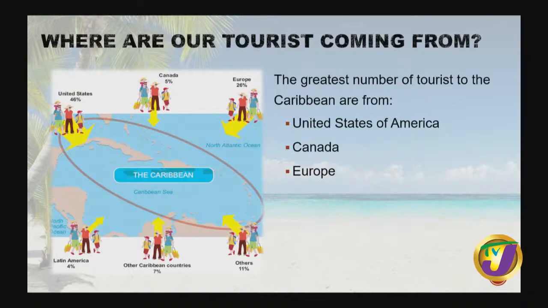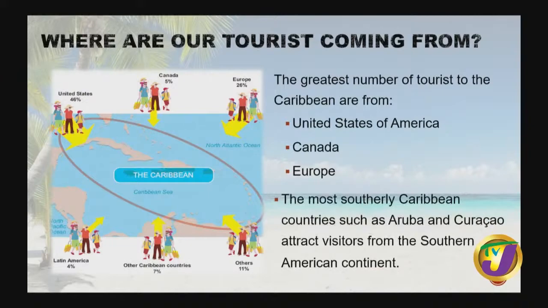We also have visitors coming into the Caribbean region from the south. These persons will more so be found in countries such as Aruba, Bonaire, and Curacao. We call them the ABC Islands. These islands will attract visitors from the South American continent as well as those of the Caribbean region.